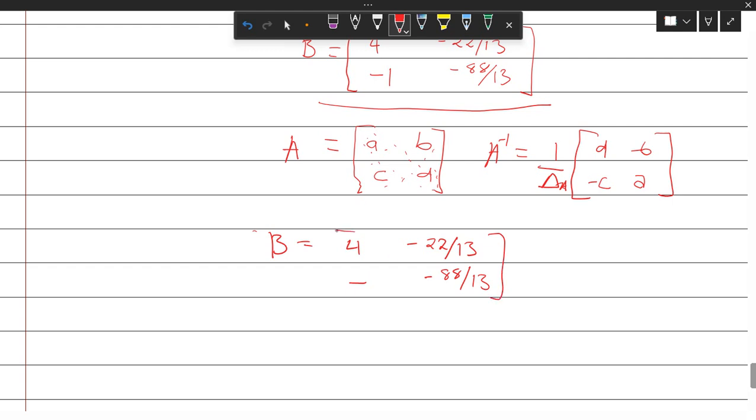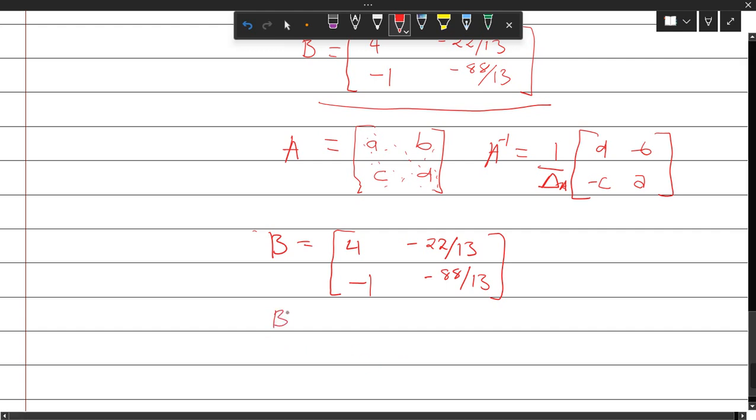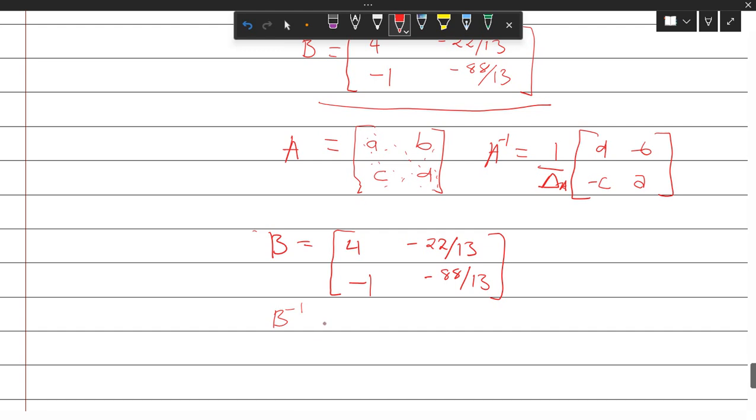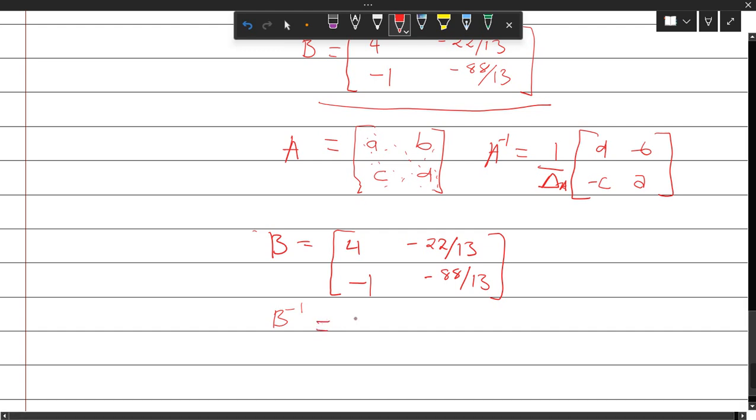We already know the determinant of B, which is 22. It was already given in the question. So B inverse, using the concept I highlighted here, B inverse is the same as 1 over the determinant of B, which is 22.